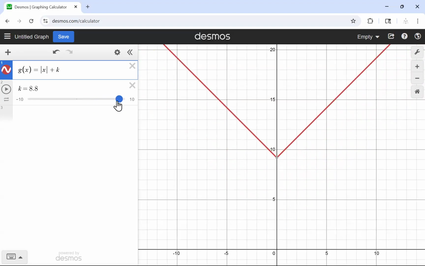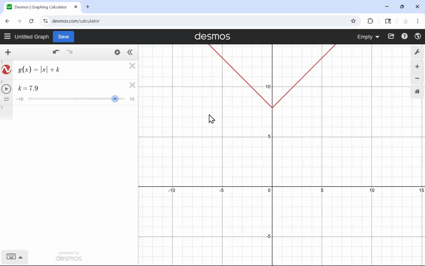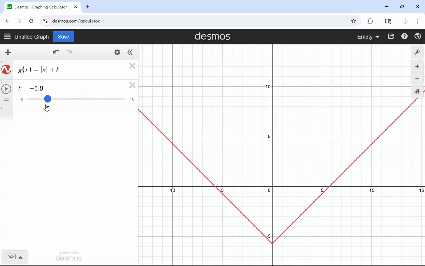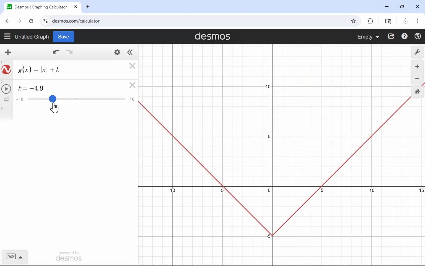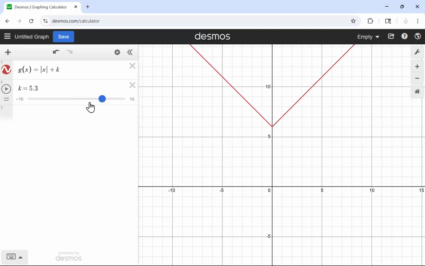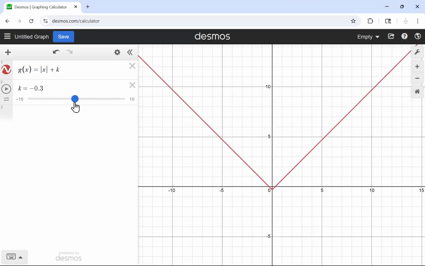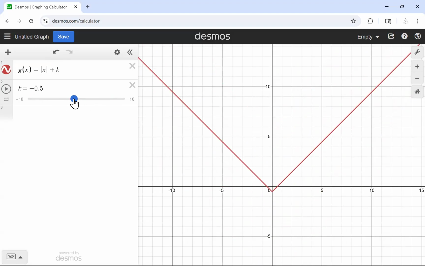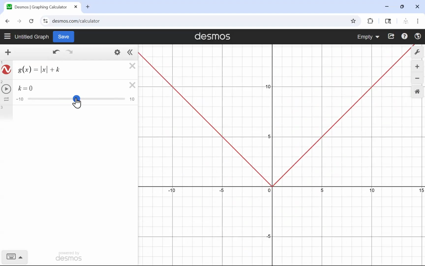We can move it up. We can also move it down if I use negative k values. So I move down by using negative k values. So up and down when I add a k on the outside.